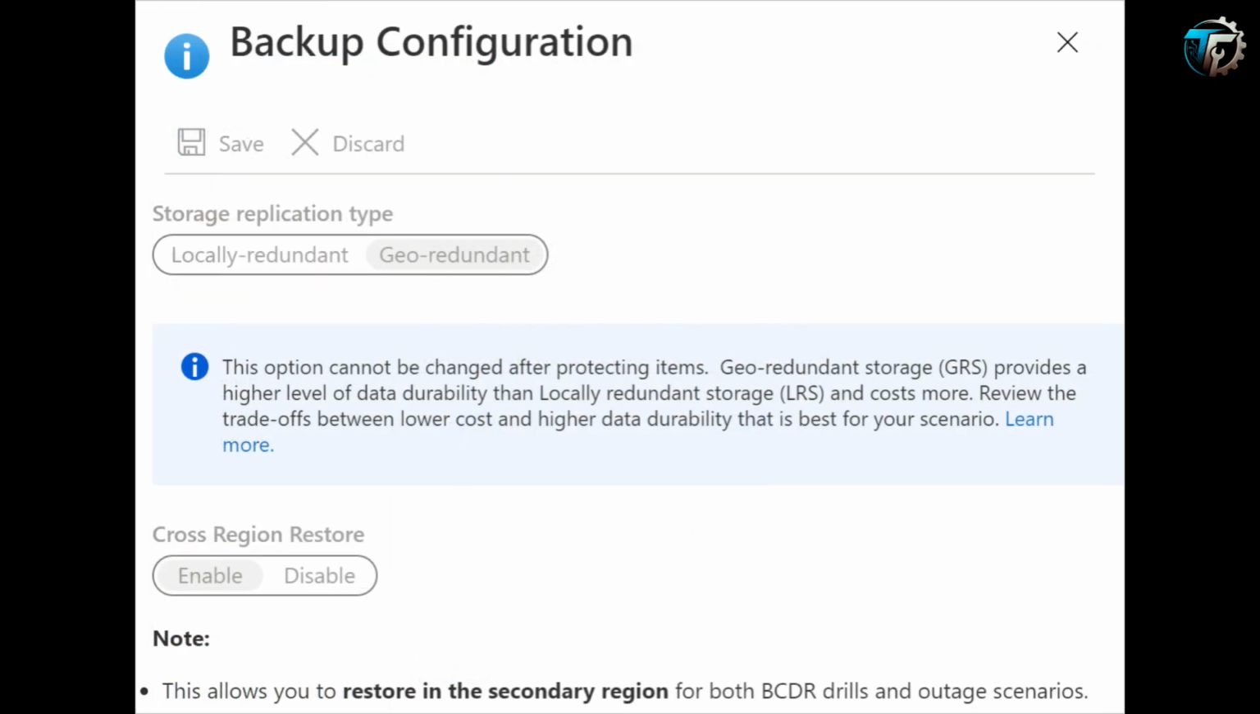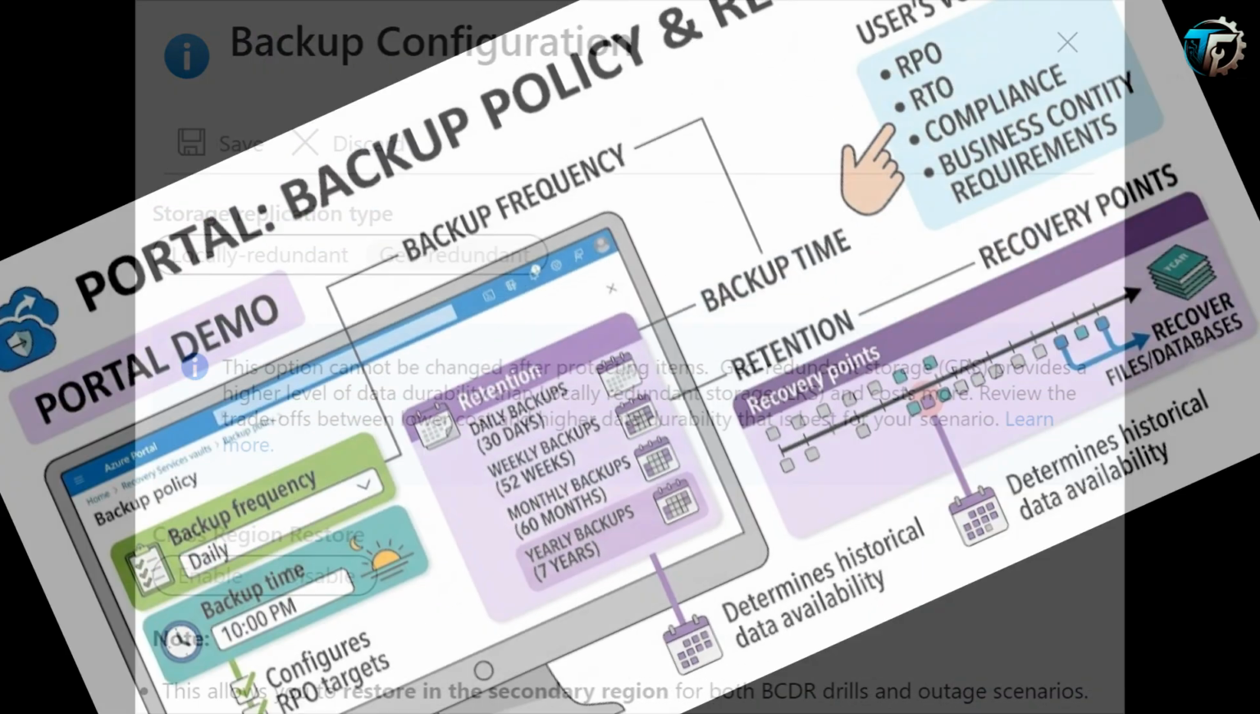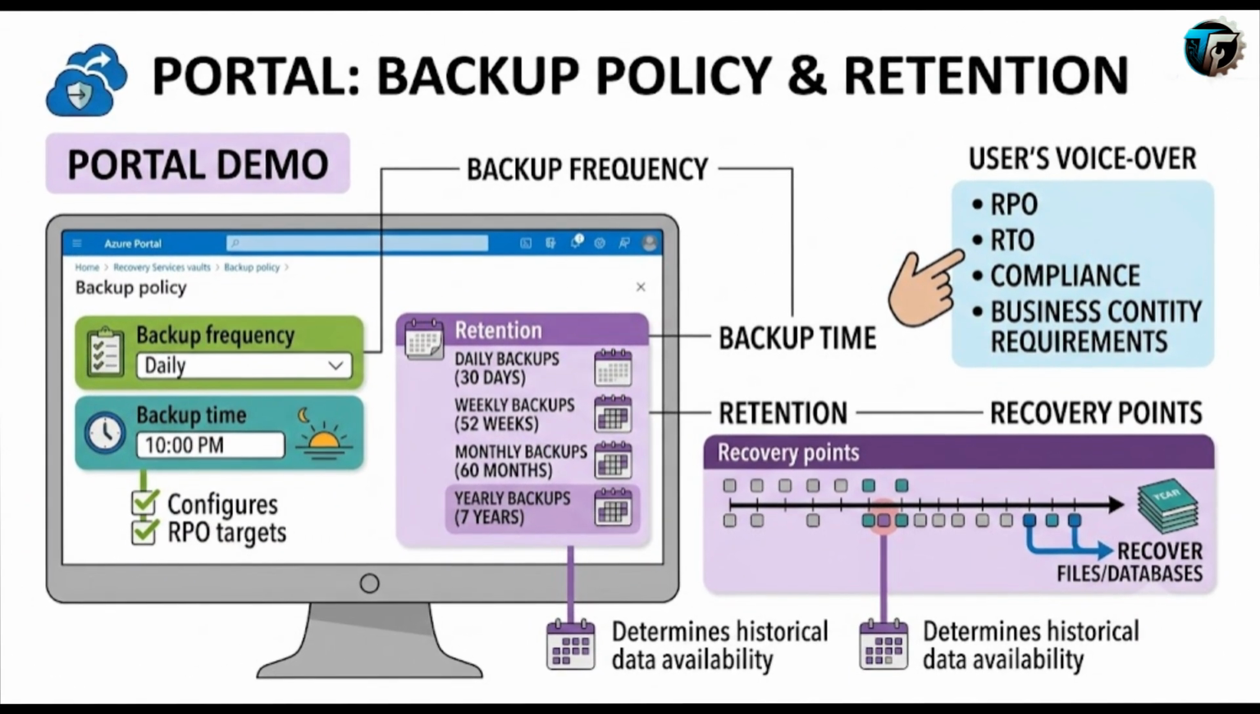With storage redundancy configured, return to the Vault Overview page and click plus Backup from the top menu bar to begin adding and protecting your Azure workloads. Now we can define the backup policy that determines when recovery points are created and how long they are retained. This is one of the most important screens from an architecture perspective. Here we define our backup frequency and retention.